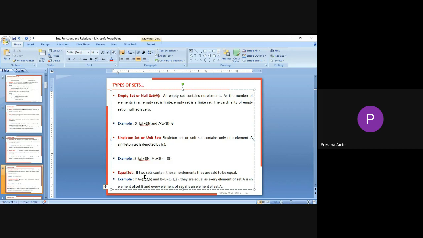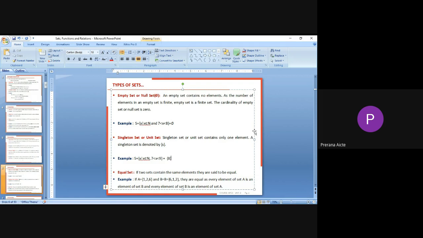Next, equal sets. If two sets contain the same elements, then they are said to be equal. If two sets have the same elements in any order, then they are equal sets. Let us see the example here.